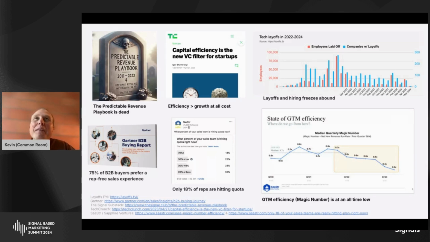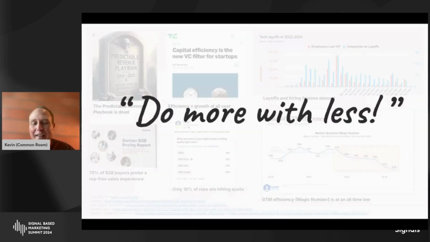In the last few years, it's been rough out there for go-to-market teams. There's been mass layoffs. AI is replacing us. Efficiency is going down. The predictable revenue playbook is no longer effective. Most teams aren't hitting quota. It's kind of glum. It's not good out there. So essentially the gist of this is that our go-to-market teams are being asked to do more with less.